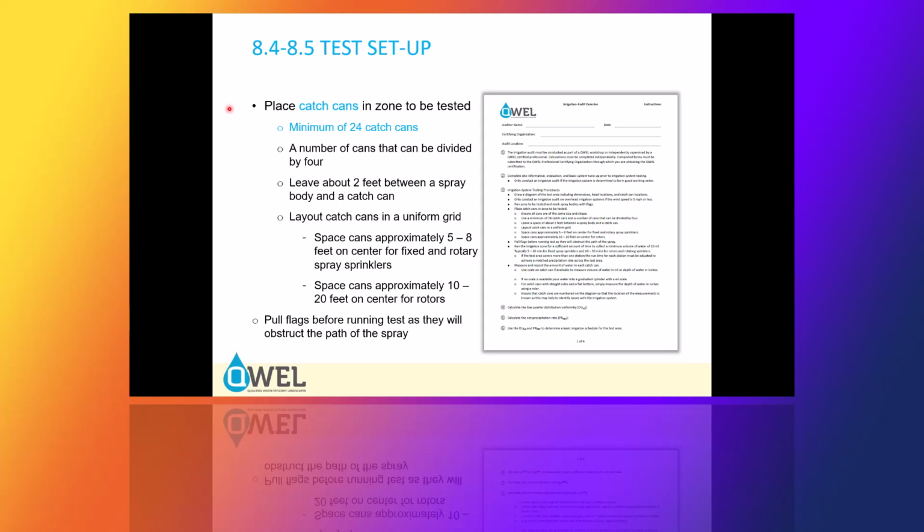We need to have a minimum of 24 catch cans. Regardless of how many we end up using, the number should be divisible by 4. Ideally, we want to leave about 2 feet between the spray body and the catch can, and we want to lay the catch cans out in a uniform grid. You want to space the cans approximately 5 to 8 feet on center for fixed and rotary spray sprinklers, and approximately 10 to 20 feet on center for all rotors. Before you actually do the audit, make sure you pull all the flags before running the test, as they could obstruct the path of the spray.